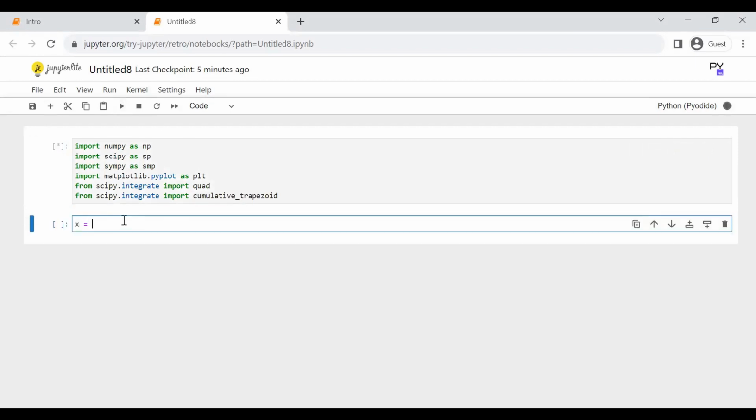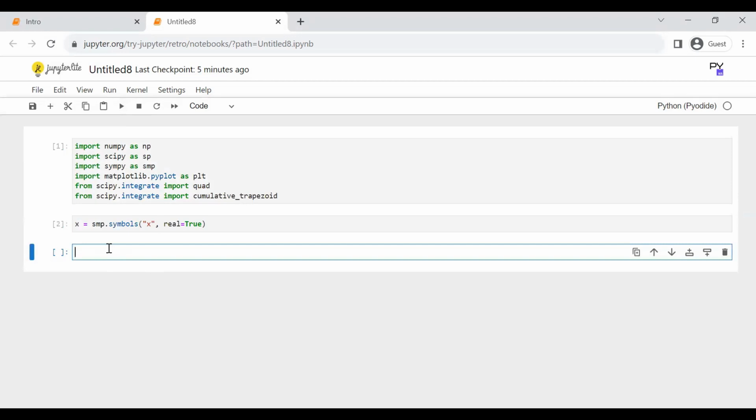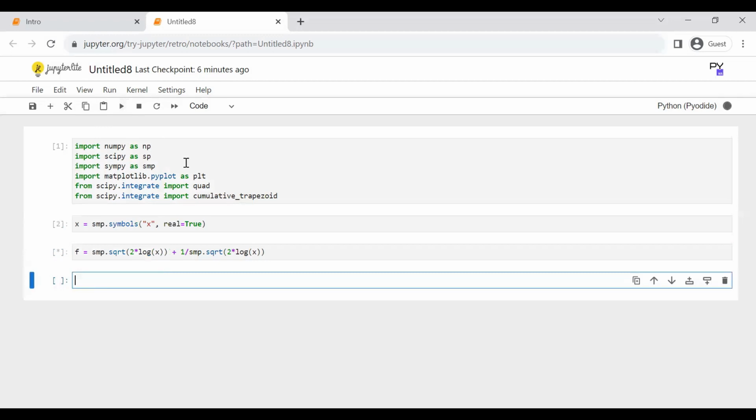It seems we have. Then we define x as a symbol, and how we do that is smp.symbols('x', real=True). So let's see whether that has been executed properly. So our function is the square root of 2 log x, square root of 2 times log x, plus 1 over the square root of 2 log x. Okay. So let's see whether that has been executed.